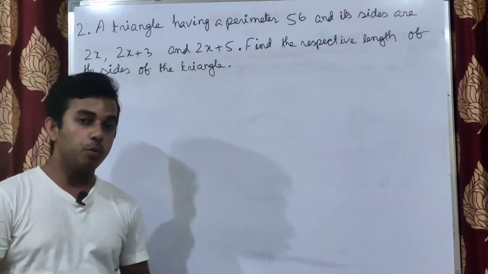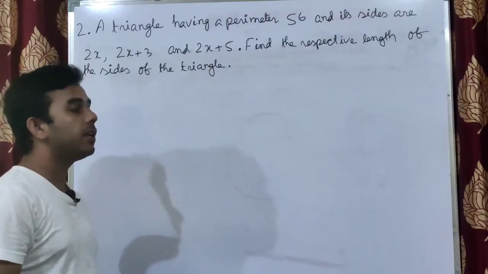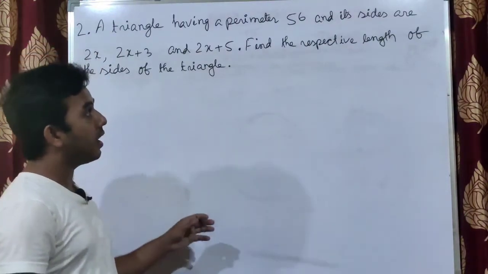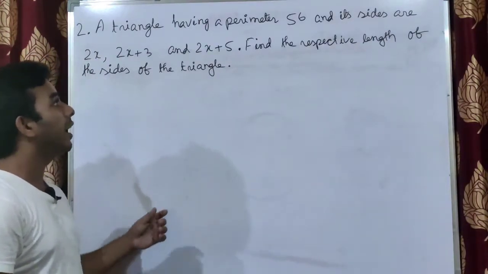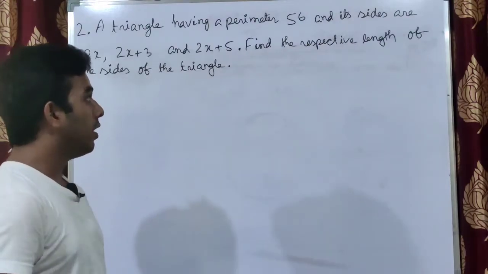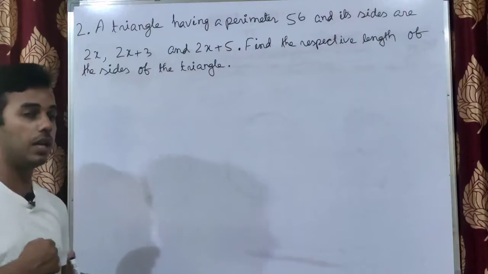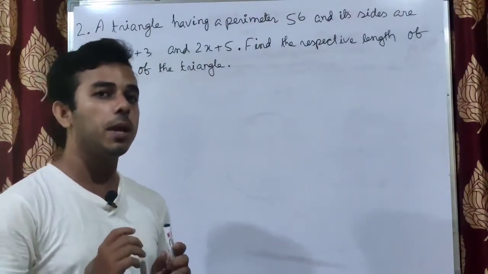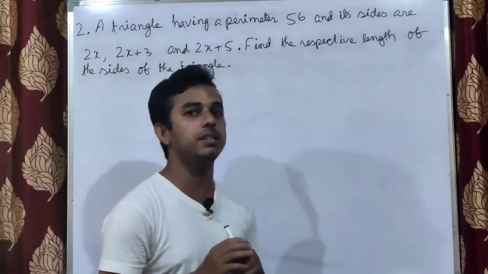So now let's move to our next question, that is: a triangle having a perimeter 56 and its sides are 2x, 2x plus 3 and 2x plus 5. Find the length of the sides of the triangle. First of all, we must know what a perimeter is. Perimeter means the total length of all the sides, right?